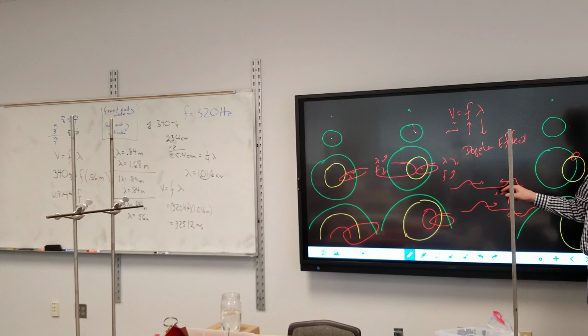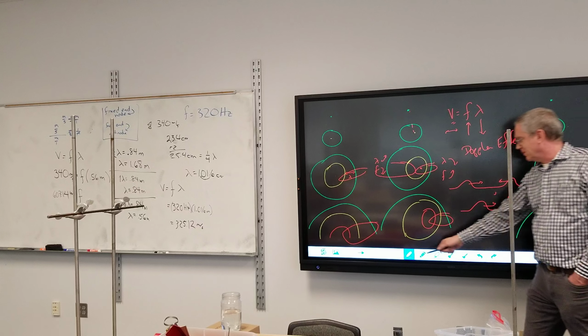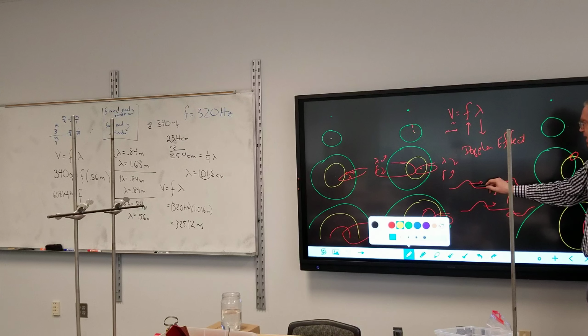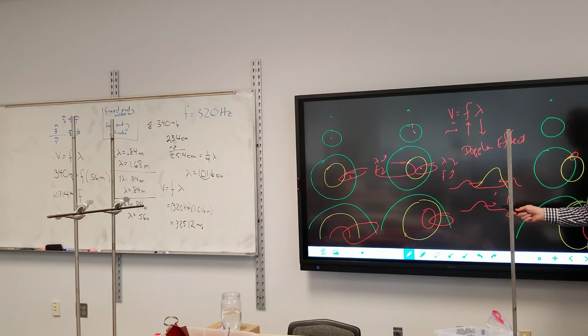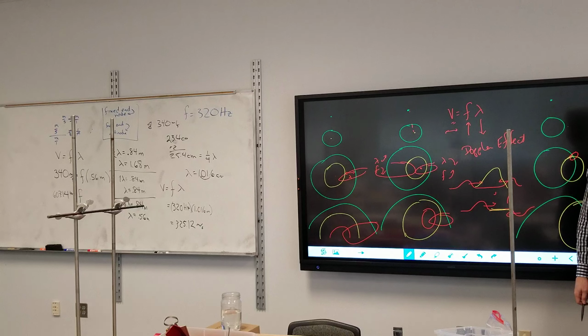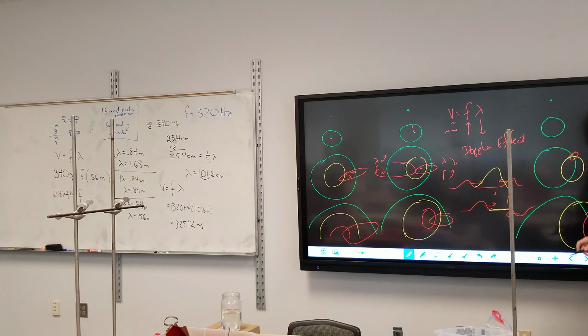If they're on the same side, you get a bigger wave. That's constructive interference. This would be destructive interference when they met; that would flatten out. So when I've got high pressure on top of high pressure, I've got even higher pressure. I've got constructive interference.